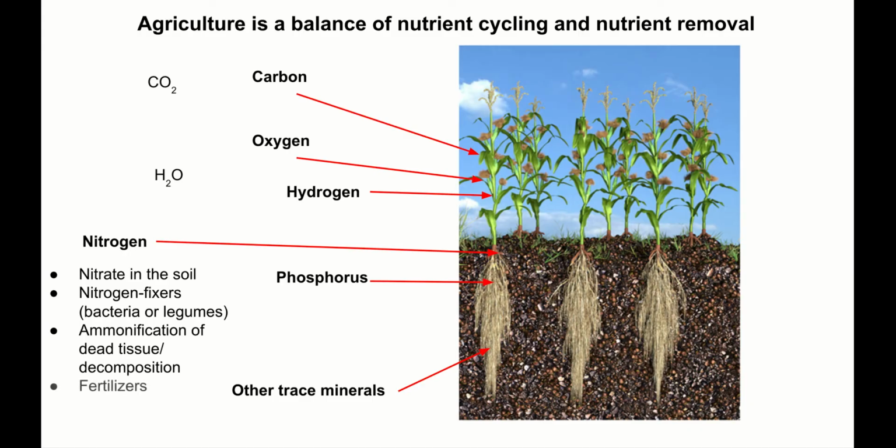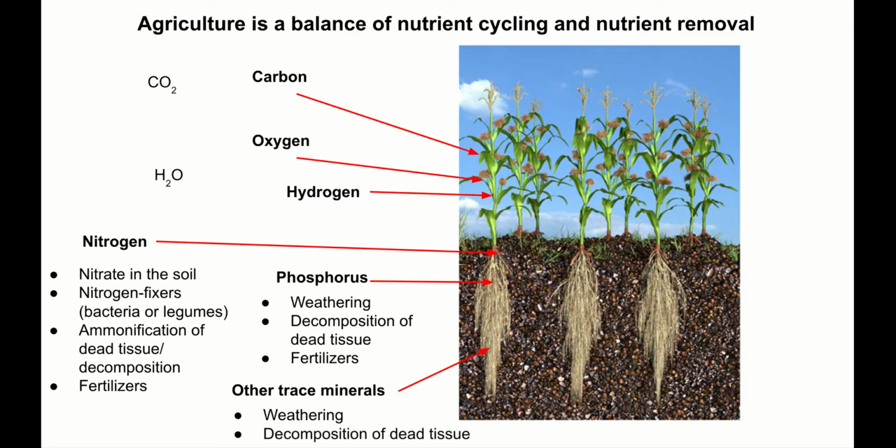And then we can just add a bunch of fertilizers. We have chemical fertilizers that are rich in nitrogen that we can stick into the soil. You've been learning about the negative effects of those. Think about cultural eutrophication. What about phosphorus? Well, phosphorus enters the soil initially through weathering of parent rock material. But then once it's in the soil and incorporated into living organisms, decomposition of those living organisms is going to be really important for recycling the phosphorus throughout the soil. And again, we have phosphorus in a lot of our chemical fertilizers. The other trace minerals are mostly coming from weathering of parent rock material and also decomposition of dead tissue.